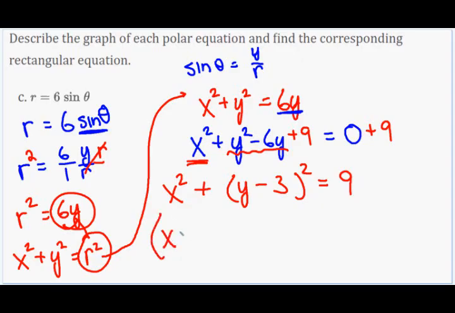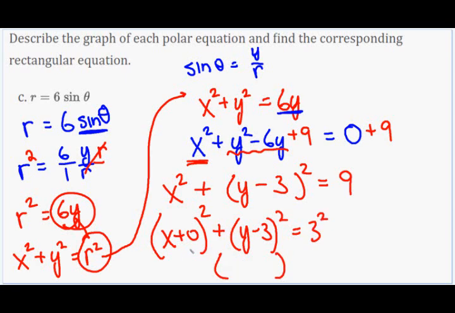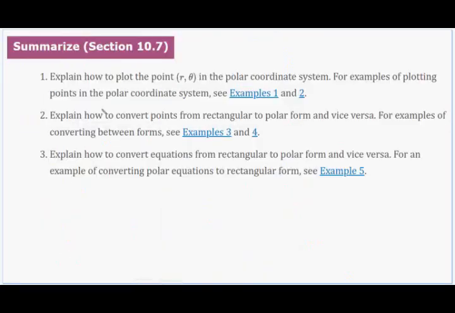Remember, on this x, I could put in x plus 0 squared plus y minus 3 squared equals, and I'm going to rewrite the 9 as 3 squared. So this is just a circle. The center of our circle is 0, comma, positive 3, and the radius is equal to 3. So we got a circle of radius 3 at this center. Oh, that was a good one.